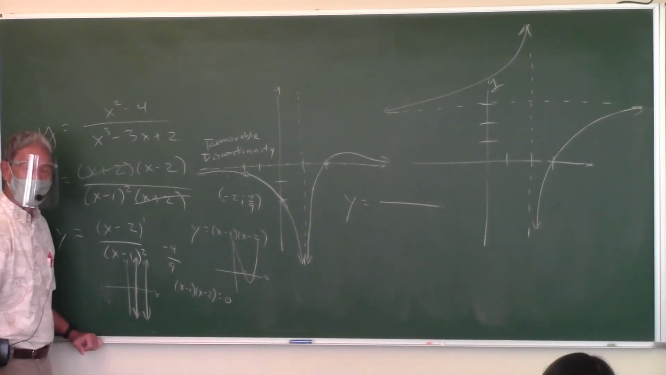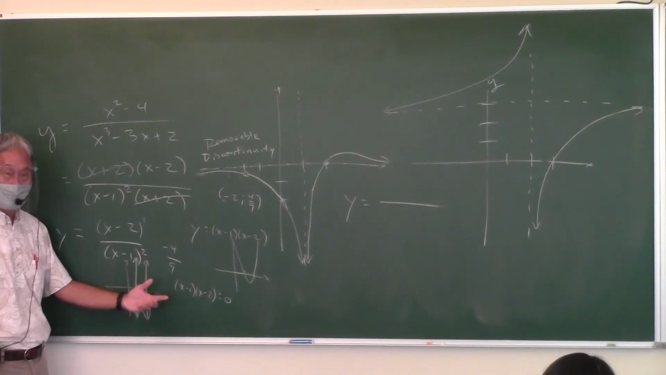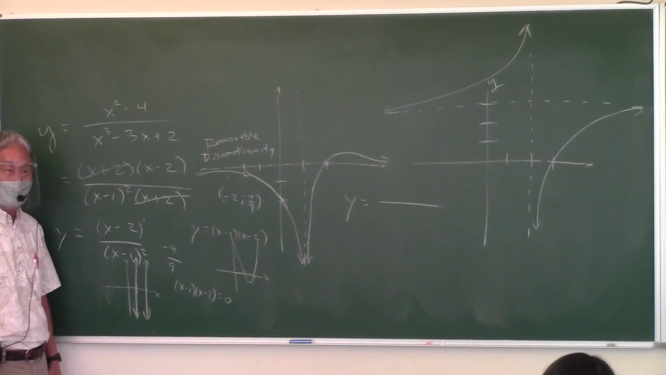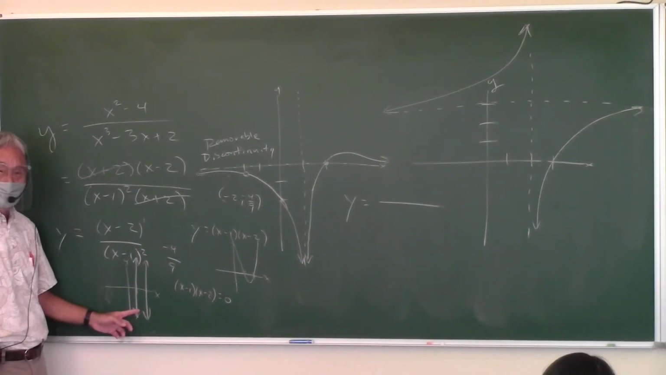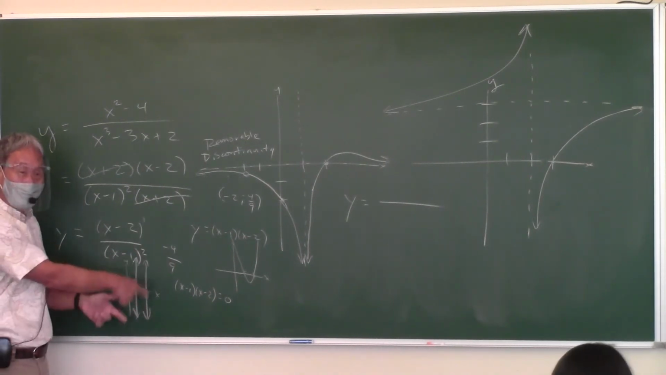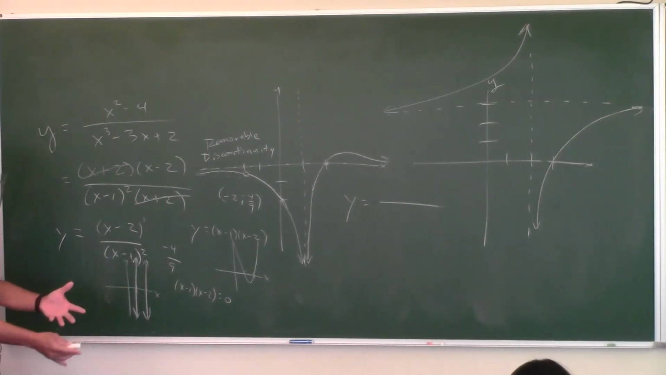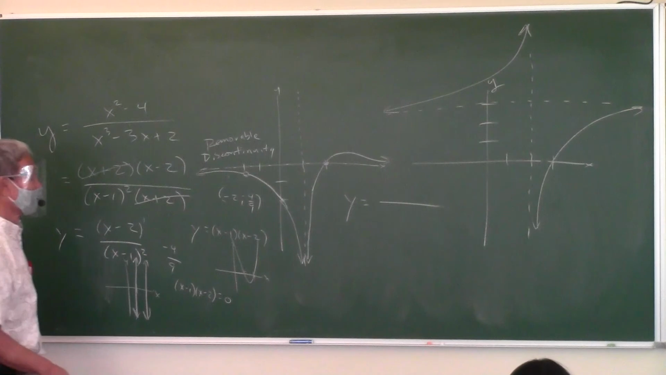There, that's the graph. Because what makes this equation true? X equals 1 or x equals 2, right? What's the graph of x equals 1? Vertical line. What's the graph of x equals 2? Vertical line. What does "or" mean? The union of the two. And see, that's why you need y equals. You don't put 0 equals.